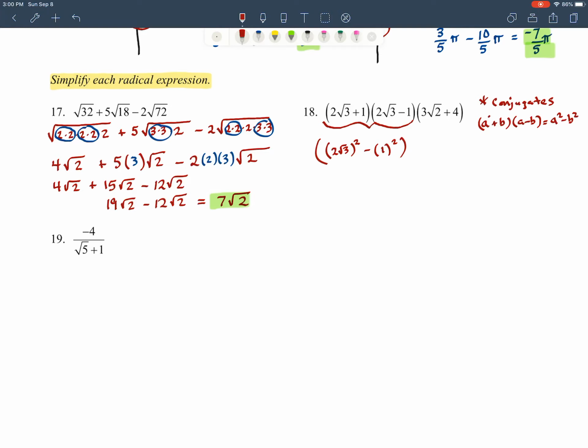And let's go ahead and simplify that. 2 radical 3 squared would be 4 times 3, which would be 12, minus 1 squared would be 1. So 12 minus 1 should give us 11 for that first part. And then we'll bring this down here. So we have 11 times 3 radical 2 plus 4. And now we're just going to distribute our 11 through to get our final answer. We should have 33 radical 2 plus 44. And that is the answer for number 18.